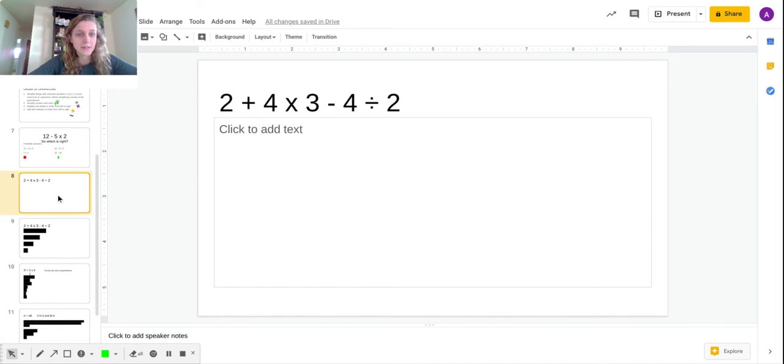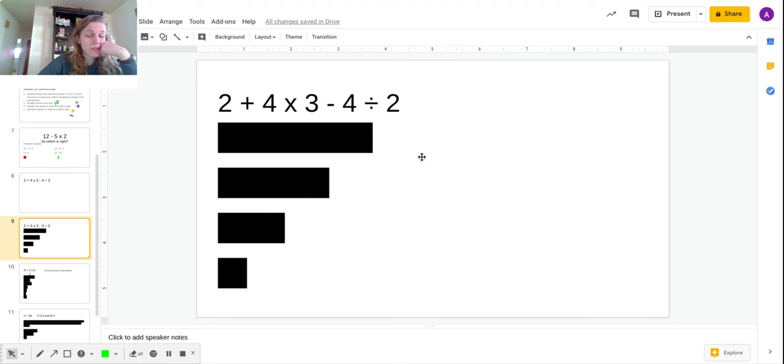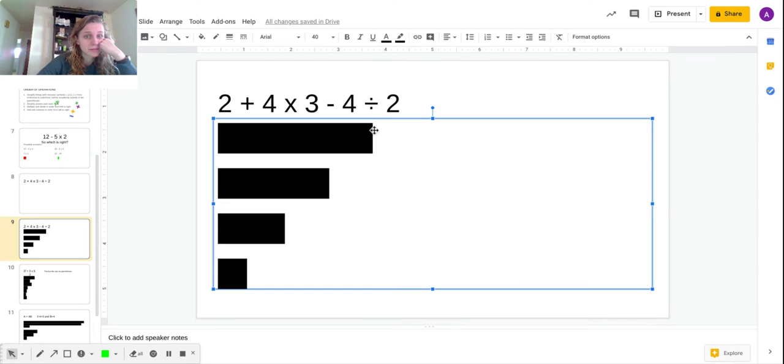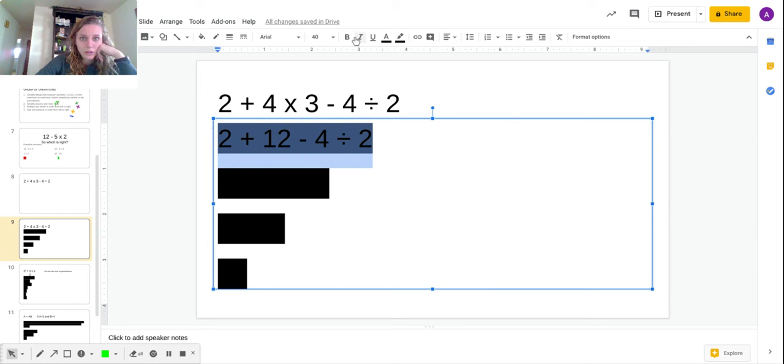So let's try a couple problems. Okay, we have 2 plus 4 times 3 minus 4 divided by 2. So what do we need to do first? This doesn't have any parentheses. It doesn't have any exponents. So then we're going to multiply and divide first. I took 4 times 3, which is 12. So now I have 2 plus 12 minus 4 divided by 2.